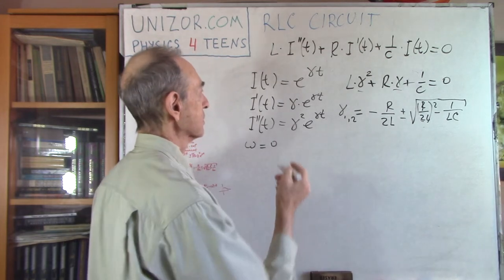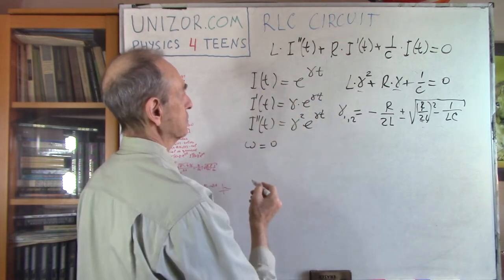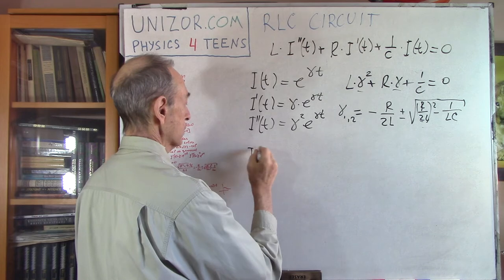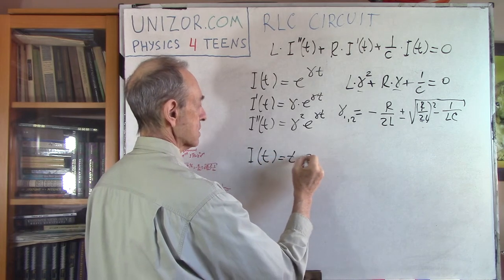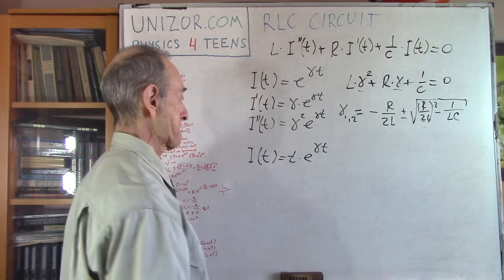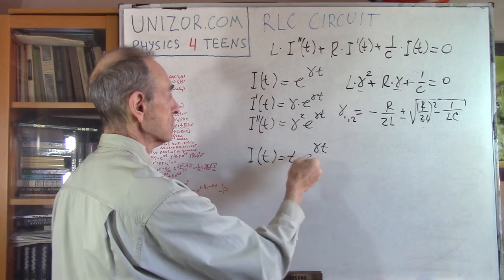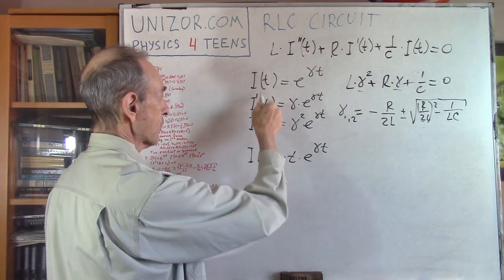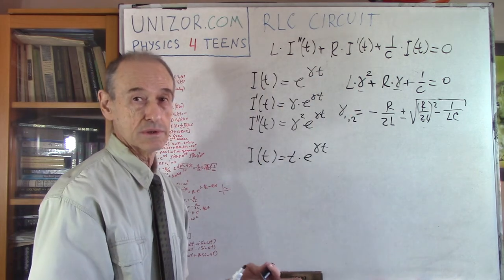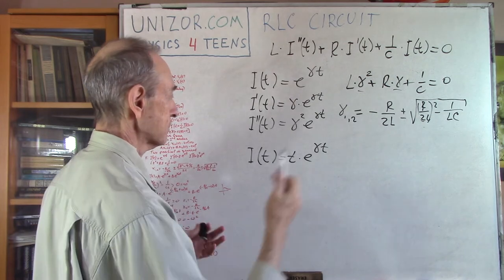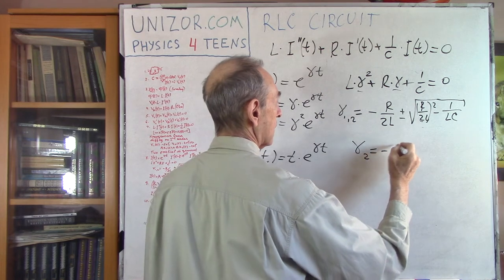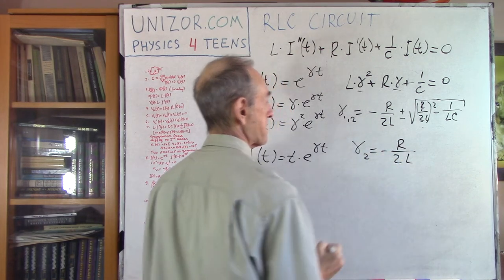Okay, at first we were trying to find solutions among these types of functions. Well, we can find another. We can try t times e to the gamma t. Is there a solution to this? Well, if I substitute this into the equation, putting in the first derivative and second derivative, I will also get a solution. It will be very easy calculations, and I will get exactly gamma 2, equal to exactly the same thing.